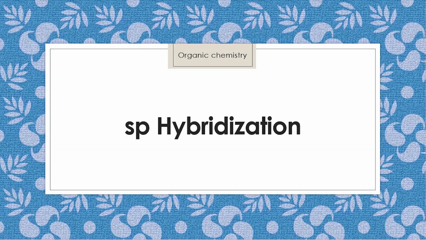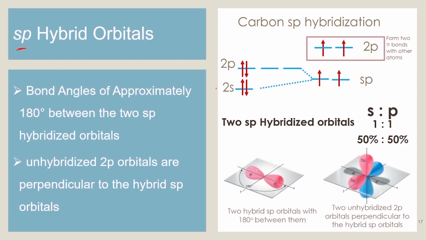Now moving to the third type of hybridization, the sp hybridization. From the name you can see that only one p orbital participates in the hybridization with the s orbital. Here we have the carbon 2s orbital that hybridized with one of the two p orbitals, which results in the formation of two sp hybridized orbitals, and two of the two p orbitals remain unhybridized.